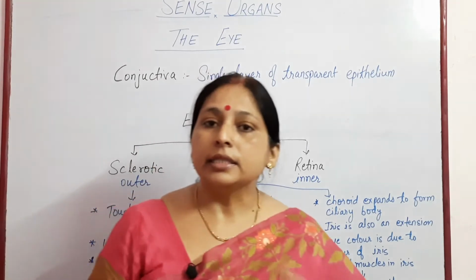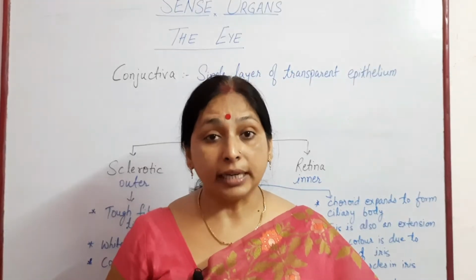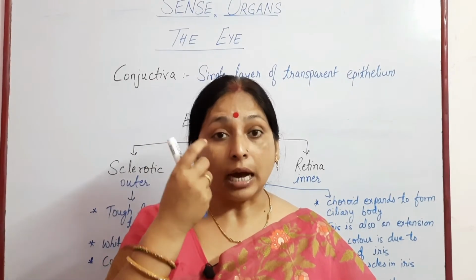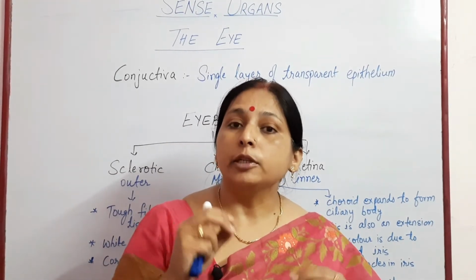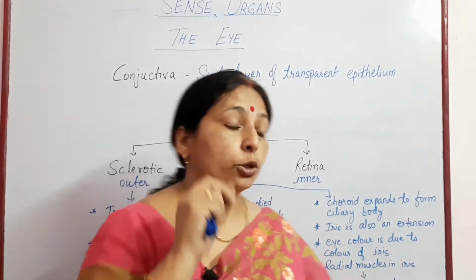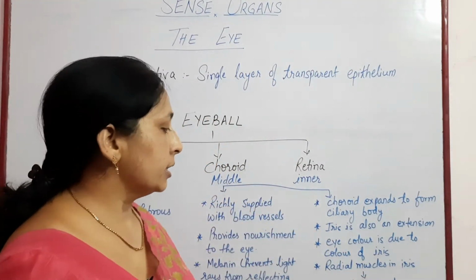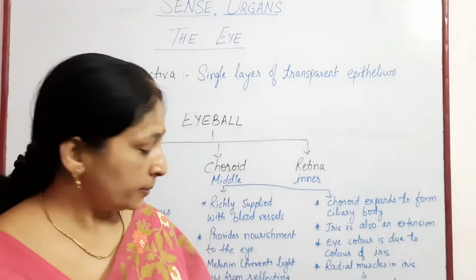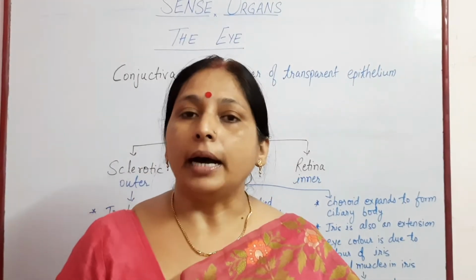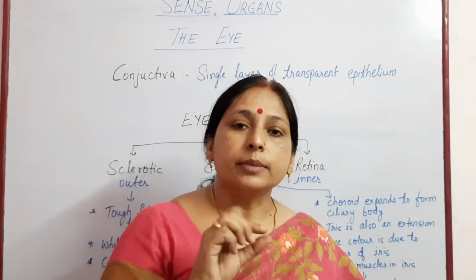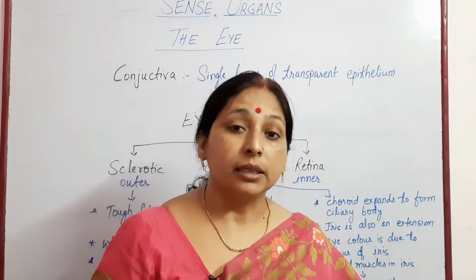If the eye color is black, blue or green, that color of the eyeball, the color of the eye, is just because of the color of the iris. So this eye color is due to the color of the iris. Pupil: inside the iris, an opening is present and that opening is termed the pupil.